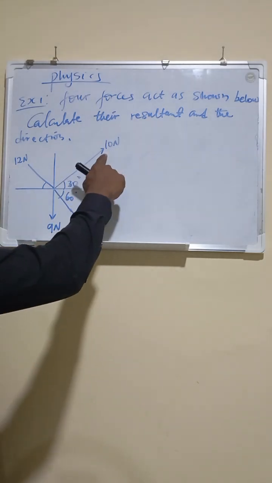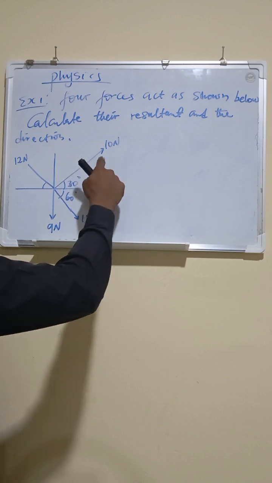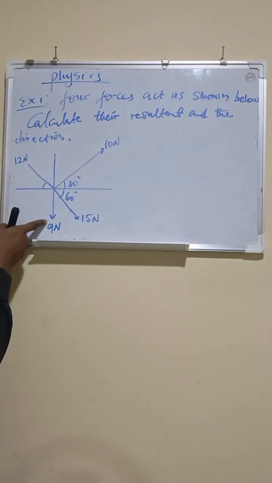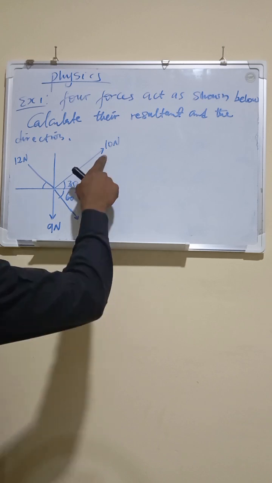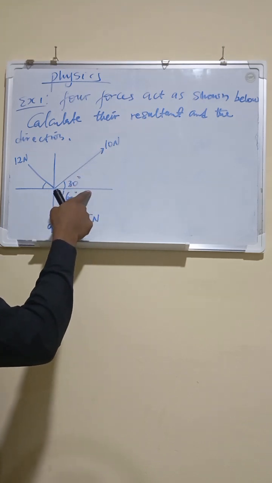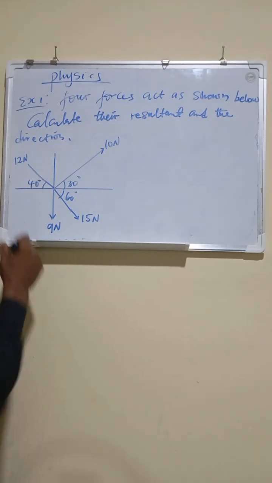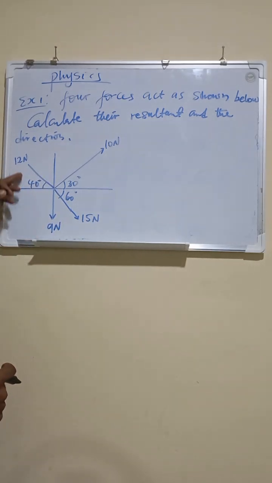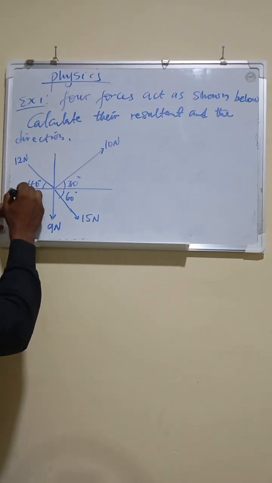This is F1. We call this one start, moving anti-clockwise: 1, 2, 3, and 4. So here we have four forces. Now watch. This 10 is acting at 30 degrees to the horizontal. This 12 is acting at 40 degrees with the horizontal.